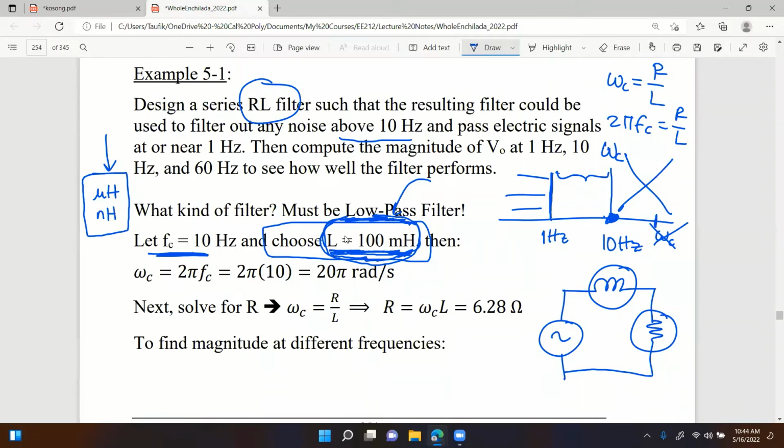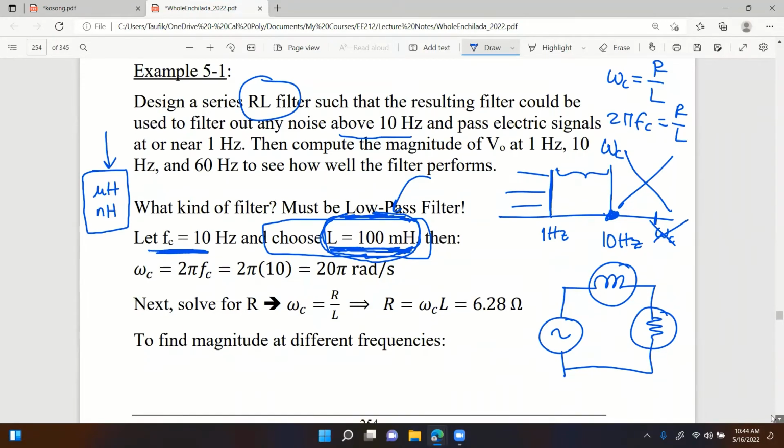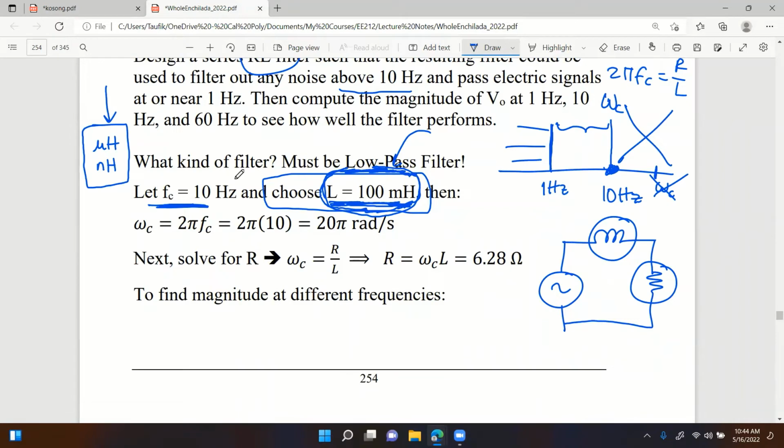Thank you. You're welcome. All right, so here, for the sake of example, I chose L to be 100 millihenries, and from there I know what omega C is. That's 2 pi F C. I just chose that to be 10 hertz. So 2 pi F C would be 20 pi radians per second. You plug it in here, and L is already chosen, so the only unknown would be R. So your R value here would be 6.28.